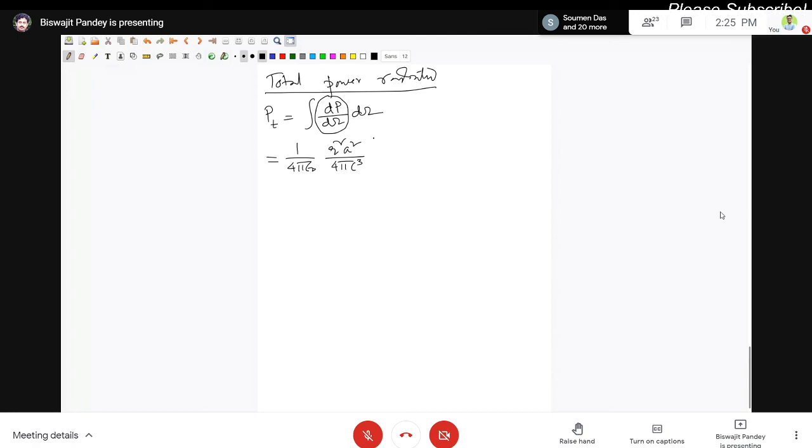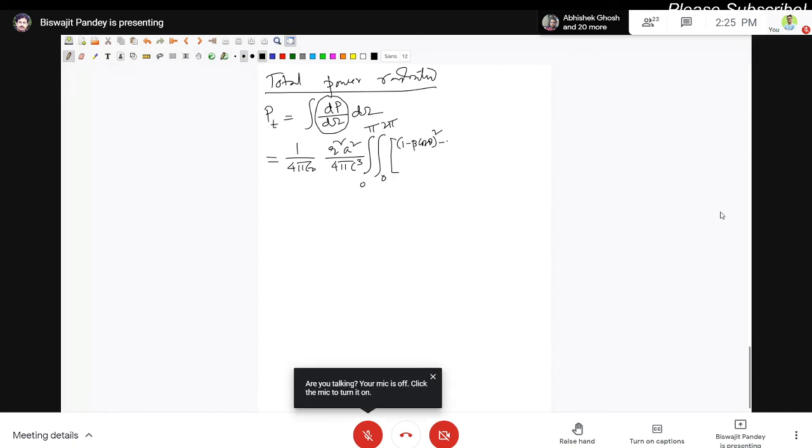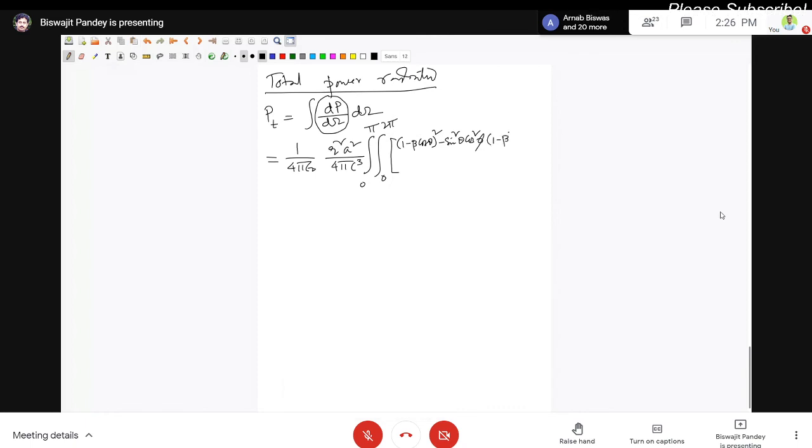So there are two integrals. One is the theta integral, another is the phi integral. Theta goes from 0 to pi, phi goes from 0 to 2 pi. And for dP d omega, I'm writing the entire expression here: 1 minus beta cos theta whole square minus sine square theta cos square phi. This time I'm not putting phi equal to 0, because this is the integration that we need to carry out. Divided by 1 minus beta cos theta whole to the power 5, into d omega. What is d omega? Sine theta d theta d phi.